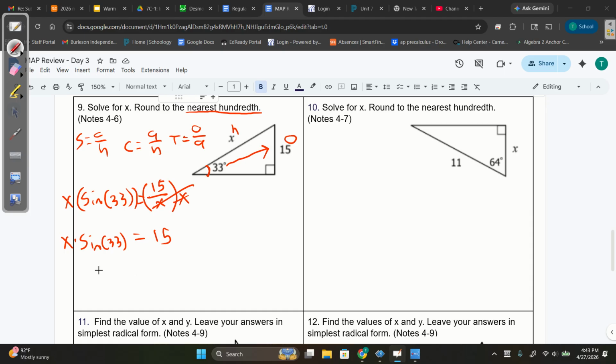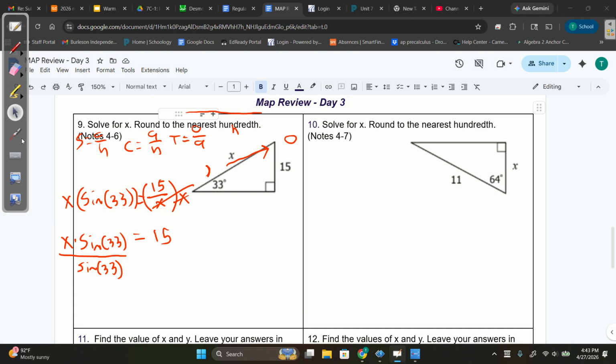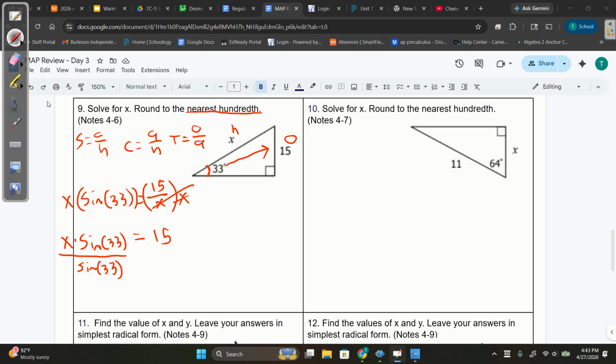Now my goal is to always get the x by itself. And right now it's not. It's sharing a side with this sine 33. So what I've got to do is get rid of the times by dividing by sine 33. And I got to do that to each side. Over on this side, sine 33 and sine 33 cancel each other out, leaving just x.